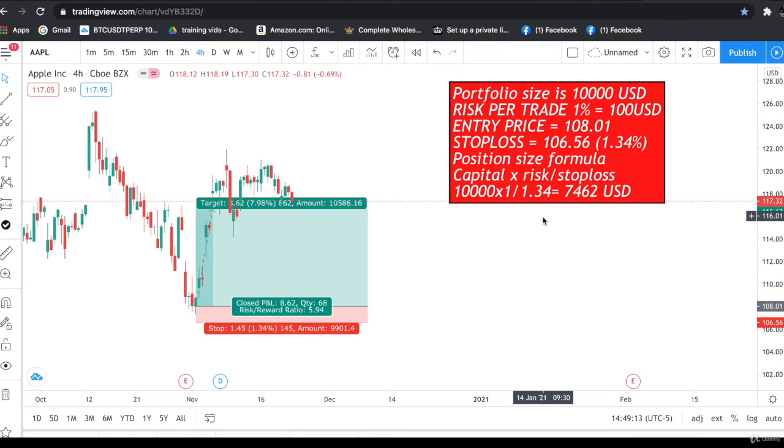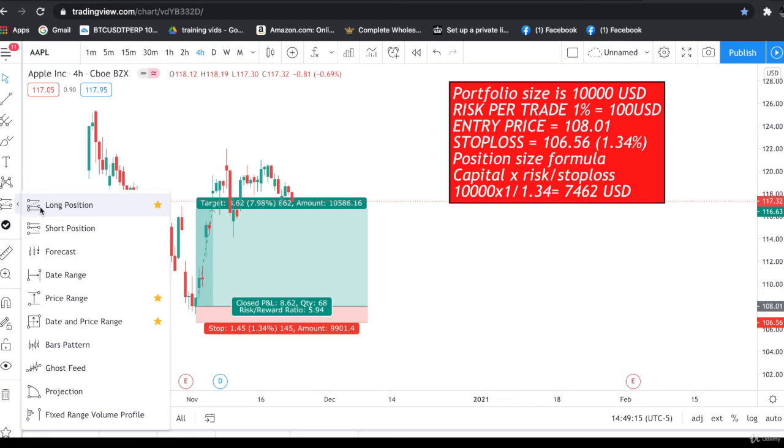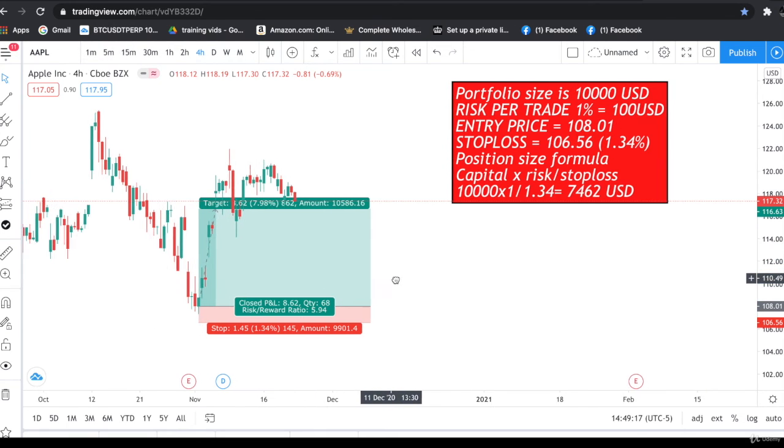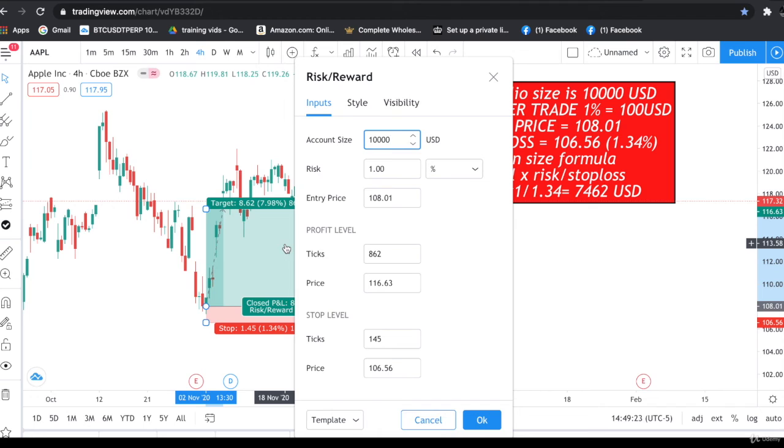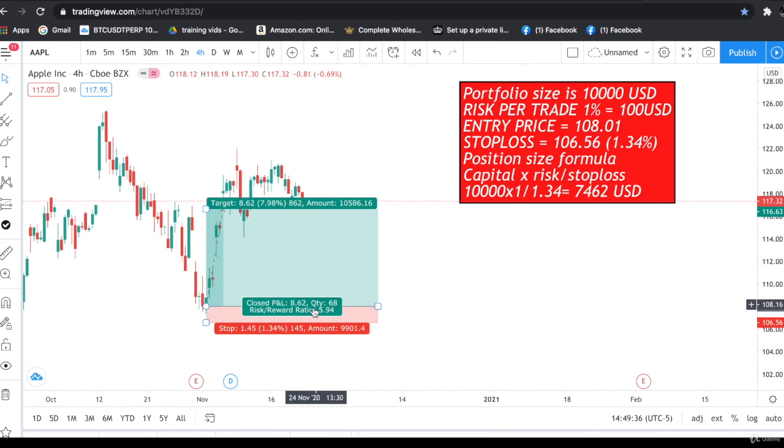I have taken the tool from the toolbox over here, and this is the tool. Now simply double click on this. You have to simply put your portfolio size and your risk size. Now let's assume our portfolio size is $10,000, our risk is 1%, and we set that OK. So you can see this quantity, QTY 68.